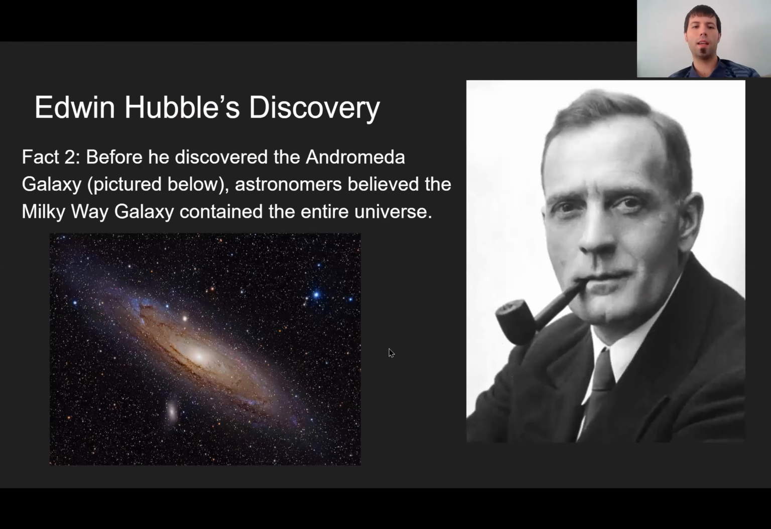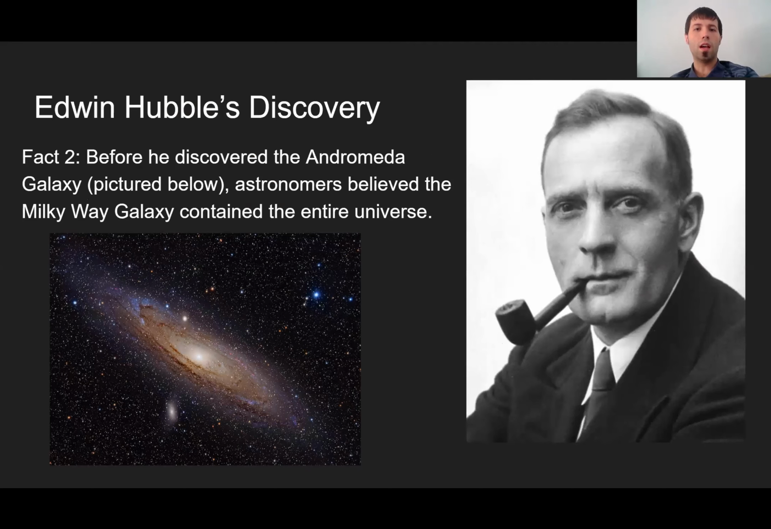So let's talk about this man, Edwin Hubble. Edwin Hubble lived in the 1930s. So at this time, this is long, long after people accepted the heliocentric model. And actually, they moved past the heliocentric model. They already understood that the sun is not the center of the universe and not even the center of our own galaxy.